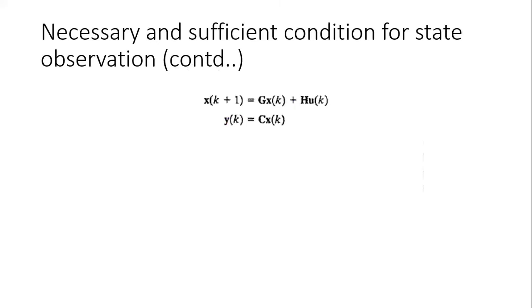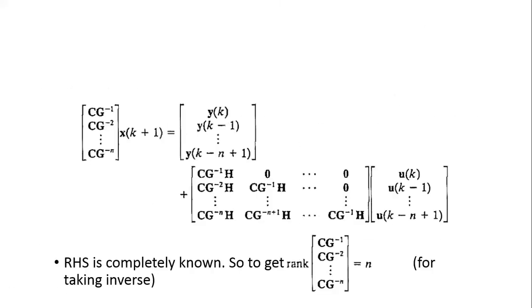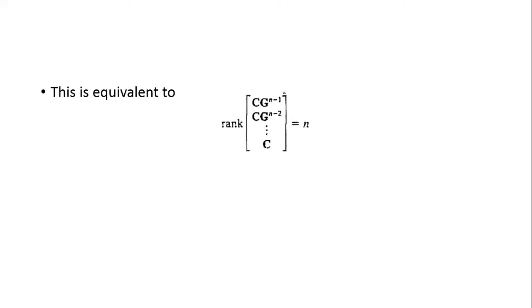And then what we saw in our class was we derived a necessary and sufficient condition for state observation. So finally, what did we find? We found that in order to do state estimation, or to make a state observer, the system should be observable. That is our result. The observability matrix, which is C, CG, CG squared, etc., should have full rank. This was the condition that we derived.